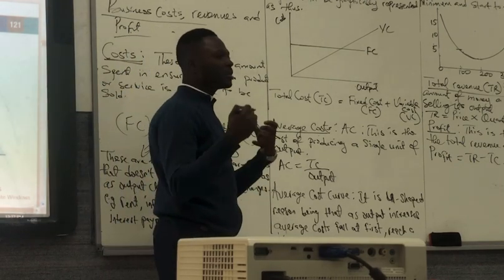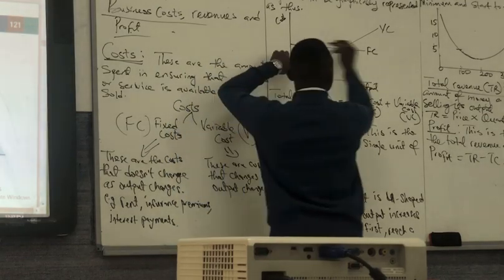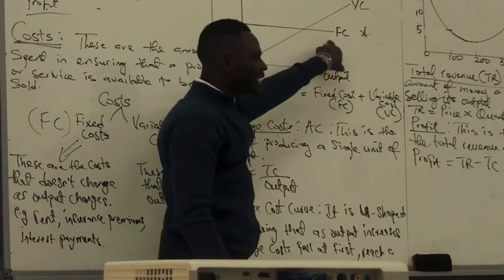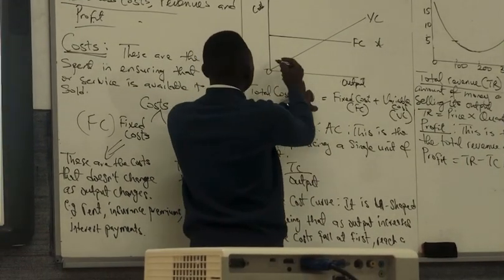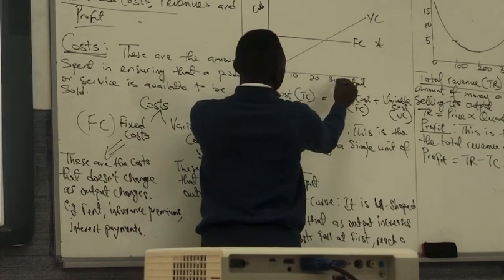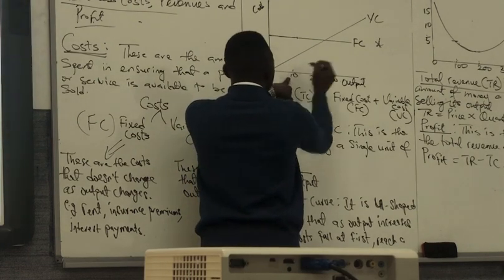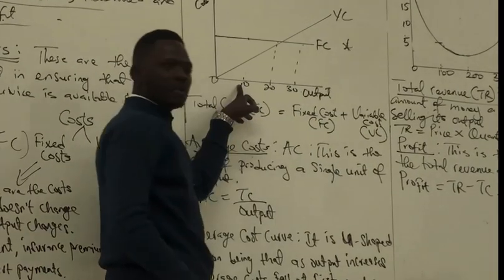Now, how do we represent them in a curve? So for the fixed cost, it is this way. This is a fixed cost. It doesn't change as the level of output changes. Let's assume this is our output at 0, 10, 20, 30, and so on. At 10 we pay the same, at 20 we pay the same, at 30 we pay the same, and so on. Do we get it?